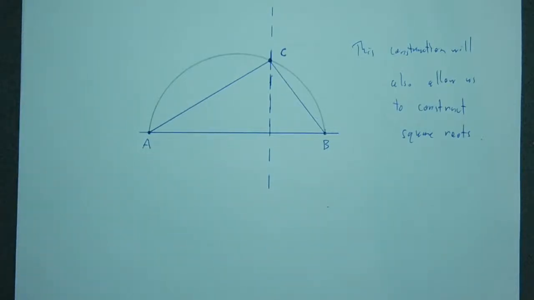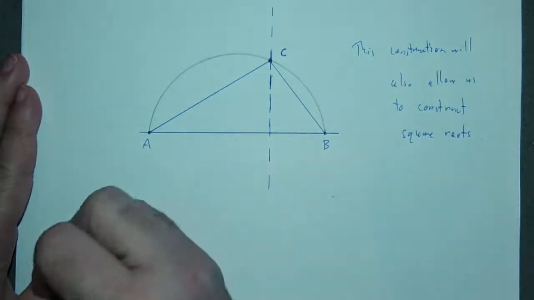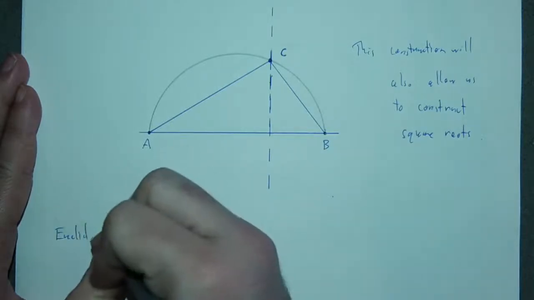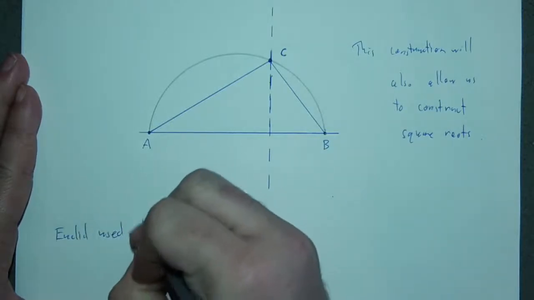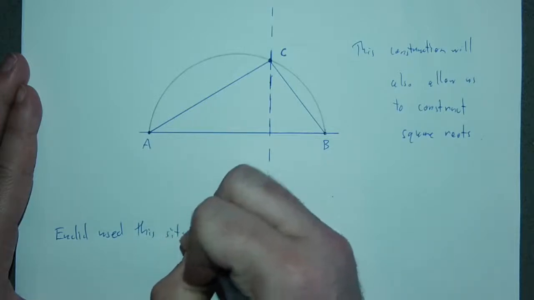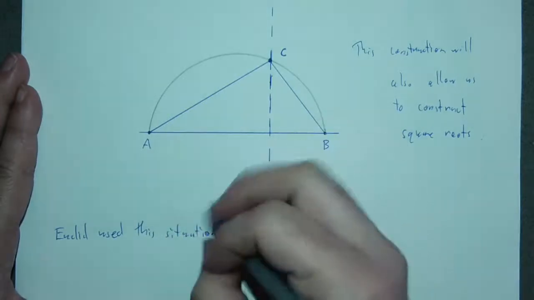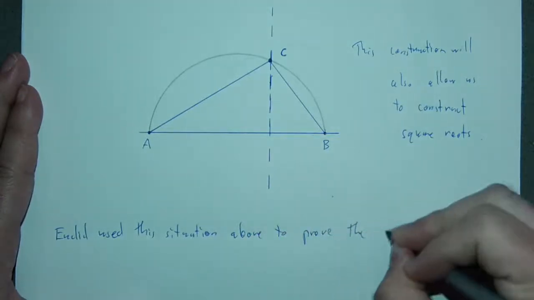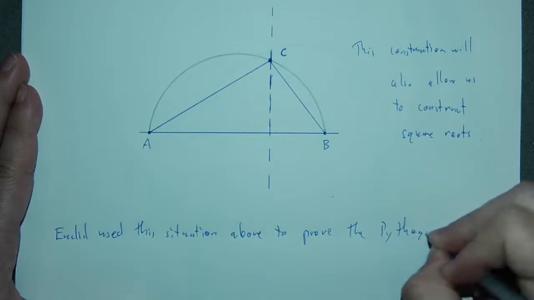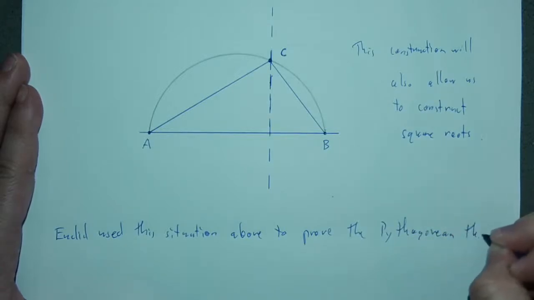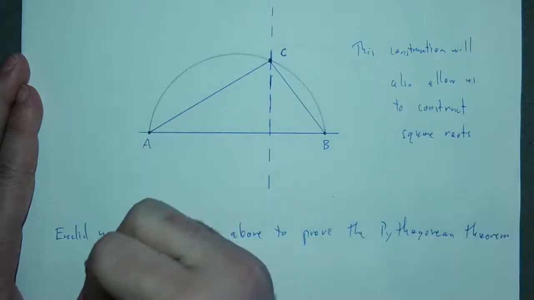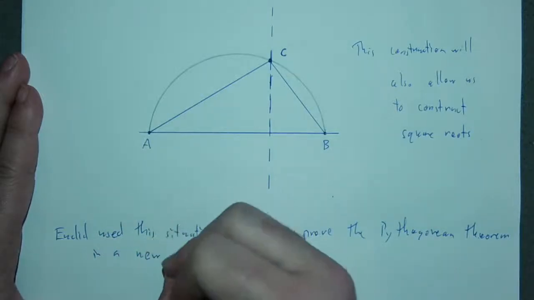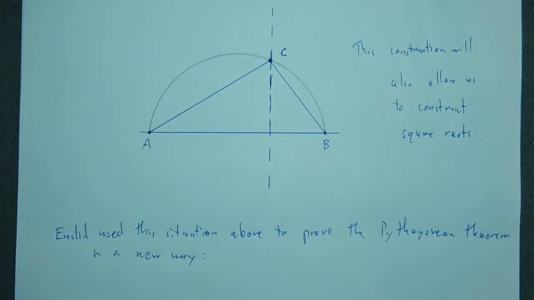Actually, it's a more general fact that leads to the Pythagorean theorem. So Euclid used this situation above to prove the Pythagorean theorem in a different way. Okay, so how did he go about doing this?